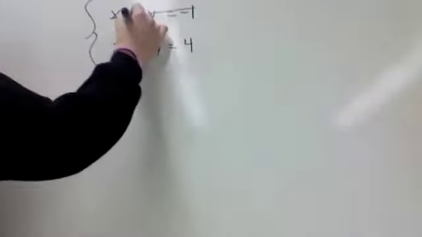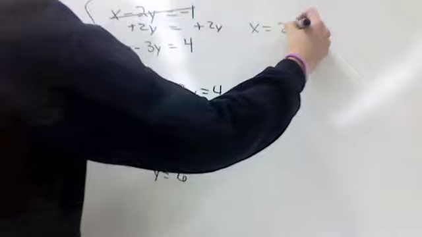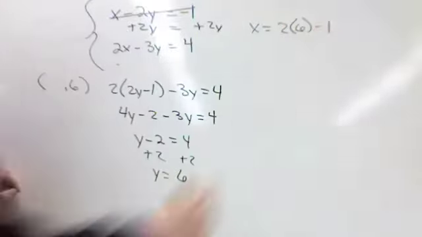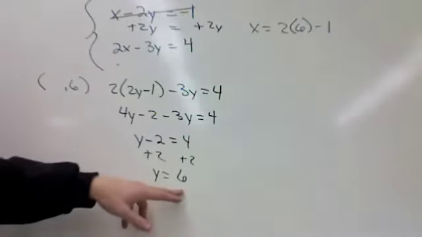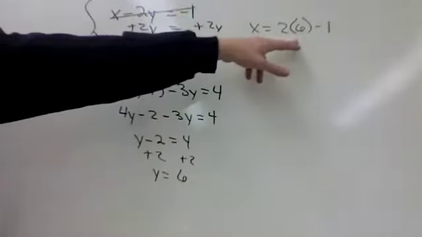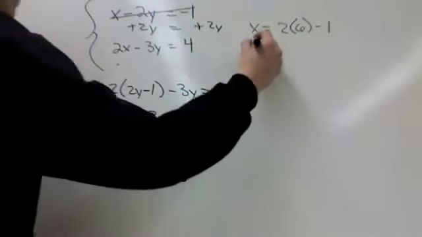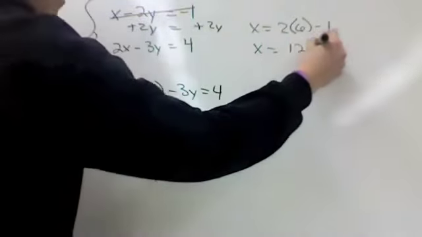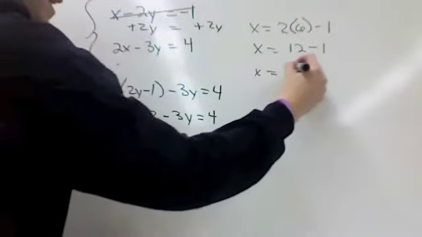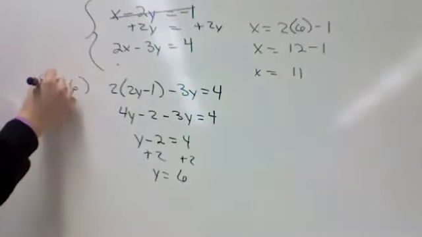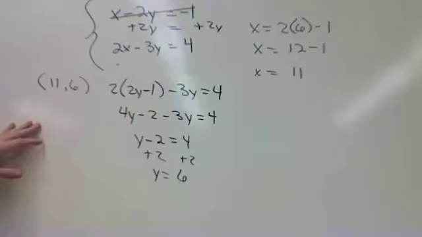So what we're going to do is move y equals 6 up here where x equals 2y minus 1. So we'll go x equals 2 times 6 minus 1. All we simply did was replace y with 6 here. And so we have 2 times 6 is 12 minus 1, and x equals 11. So our ordered pair is going to be 11, 6.